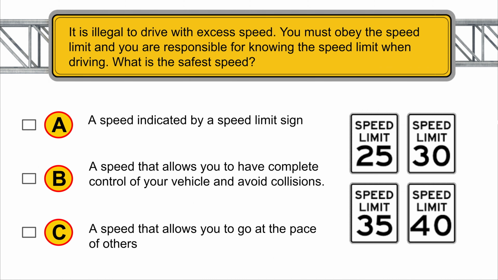It is illegal to drive with excess speed. You must obey the speed limit, and you are responsible for knowing the speed limit when driving. What is the safest speed? A speed that allows you to have complete control of your vehicle and avoid collisions.